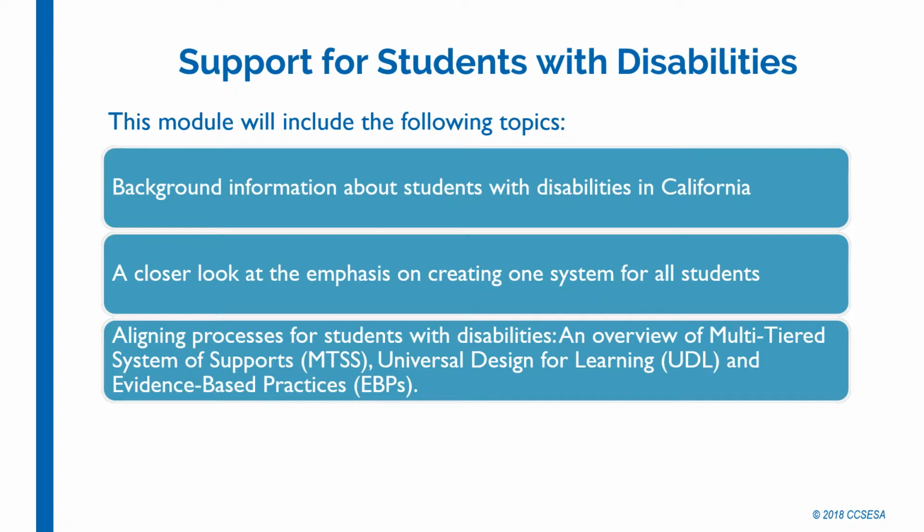More specifically, this module will review the following topics: background information about students with disabilities in California, a closer look at the emphasis on creating one system for all students, and aligning support for students with disabilities through an overview of multi-tiered system of supports, MTSS, Universal Design for Learning, UDL, and Evidence-Based Practices, EBPs.